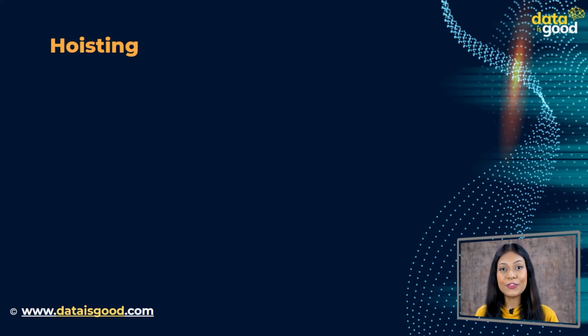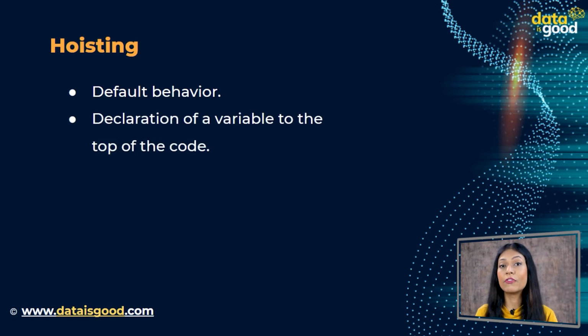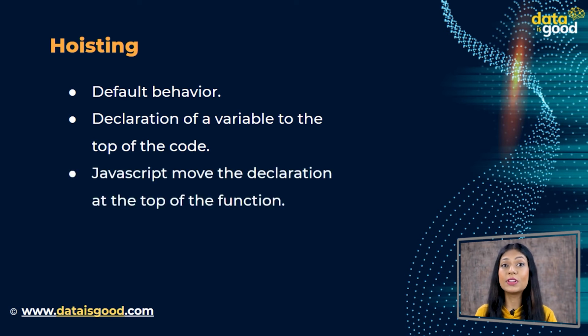Let us look at the definition of hoisting. Hoisting is JavaScript's default behavior. That means it automatically gets done. Basically, hoisting means JavaScript moves the declaration of a variable to the top of the code. If it is declared in a function, then JavaScript will move the declaration to the top of the function. If the variable is declared outside the function, it will move it to the top in the global context.